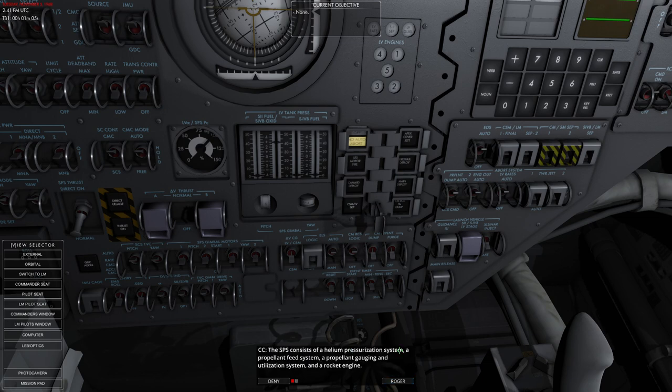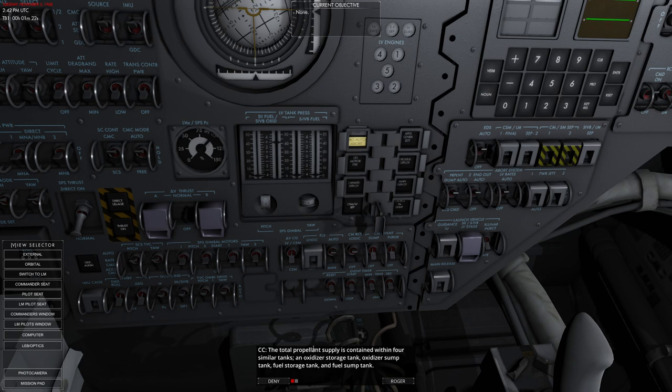It has a helium pressurization system, a propellant feed system, propellant gauging and utilization, and a rocket engine. Nice. The restartable engine, I was right, has a nominal thrust of 2,500 pounds. Not bad. And it's gimbaled. Okay, that's good news. That means we can steer it. The oxidizer and the fuel of the SPS are used to ignite and generate thrust.